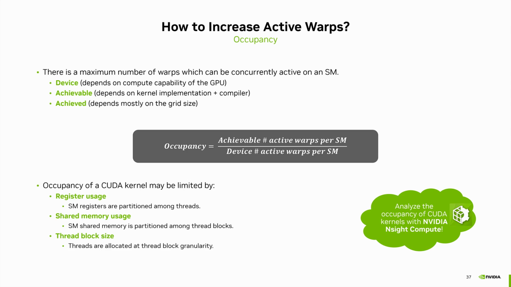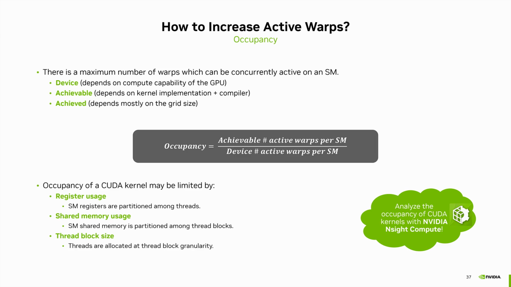There is a maximum number of active warps that can be concurrently active on an SM. Okay, so we have the device maximum, which depends on the compute capability of our GPU. And then we have the achievable maximum, which depends on our CUDA kernel, on the implementation and the compiler, basically. And then we have the actually achieved number of active warps, which depends on the grid we actually use to run our code, to launch our kernel. So we define occupancy as the ratio of the achievable number of active warps per SM to the device maximum number of active warps per SM.